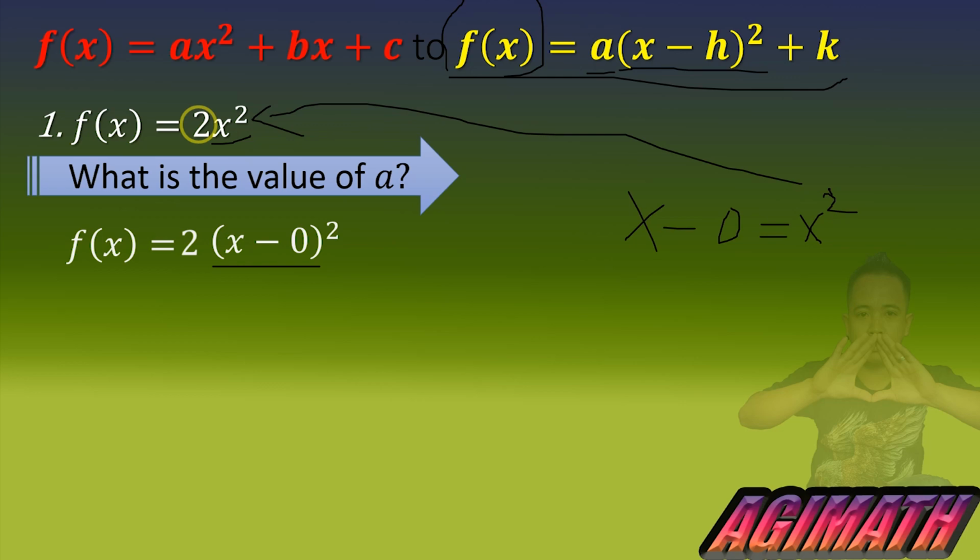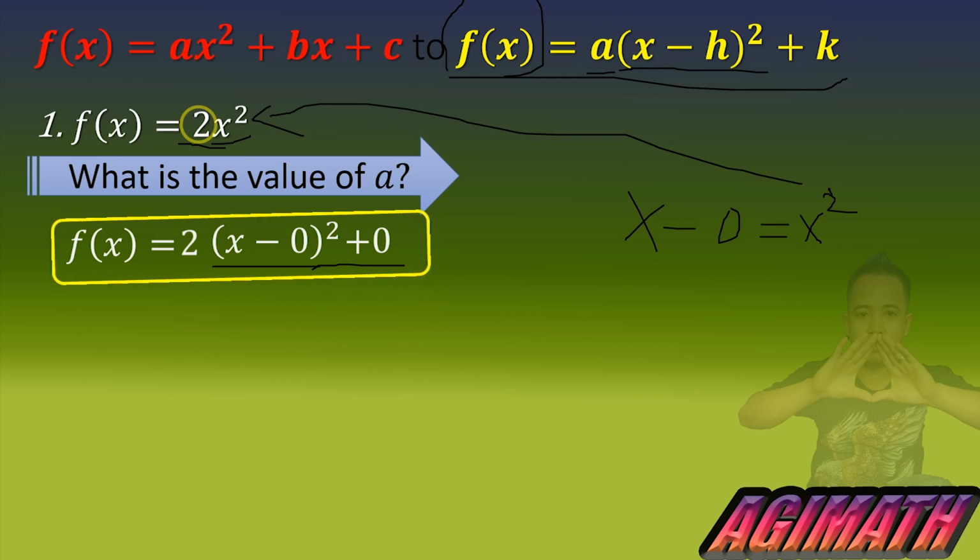And to continue, if you look at the given, we don't have any remaining terms, variables, or numbers. So naturally, in the vertex form, the continuation will be plus 0. Why? Again, if you look at the given, there are no remaining terms, numbers, or constants or variables. That's why it will imply that in this example, the value of k is also equal to 0. And that's it.